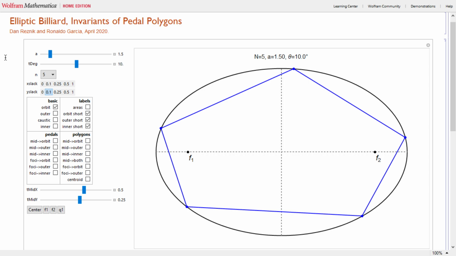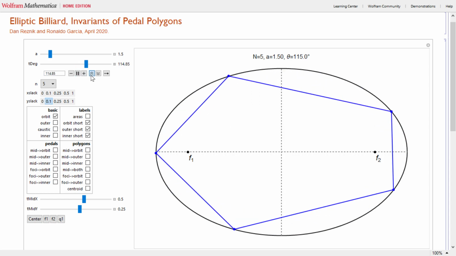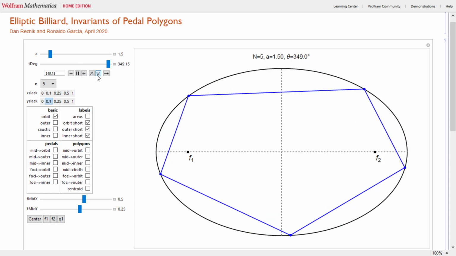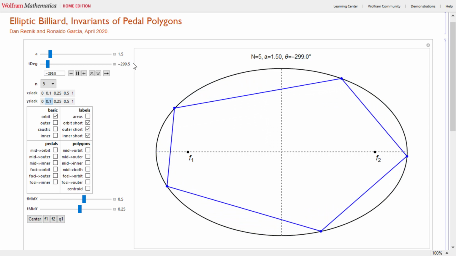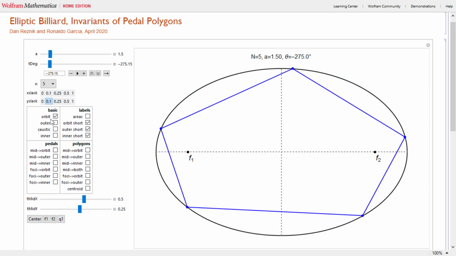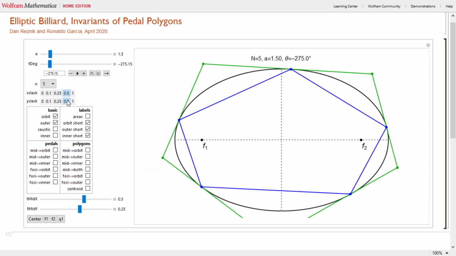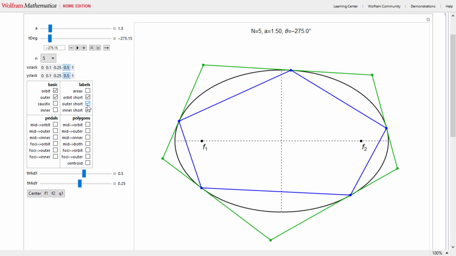So take an elliptic billiard, shown here in black. This one in particular has aspect ratio 1.5. Can animate that so we can see the family. Let it run slowly and smoothly. And let's go ahead and consider, for example, the tangent or outer polygon to this family, right?